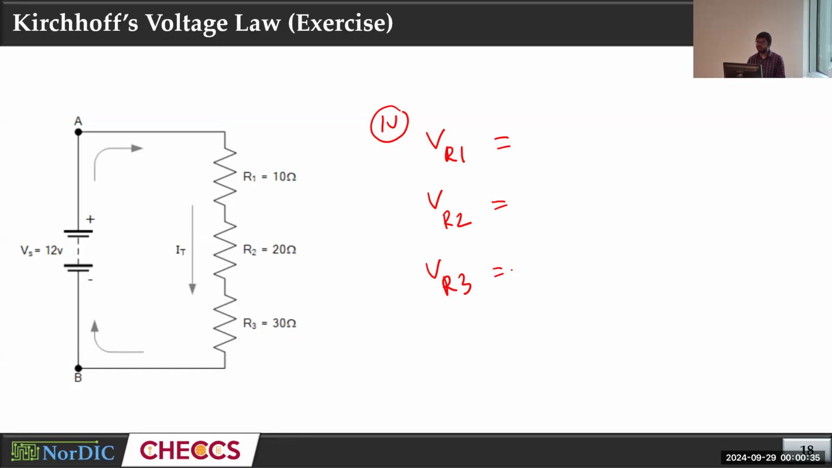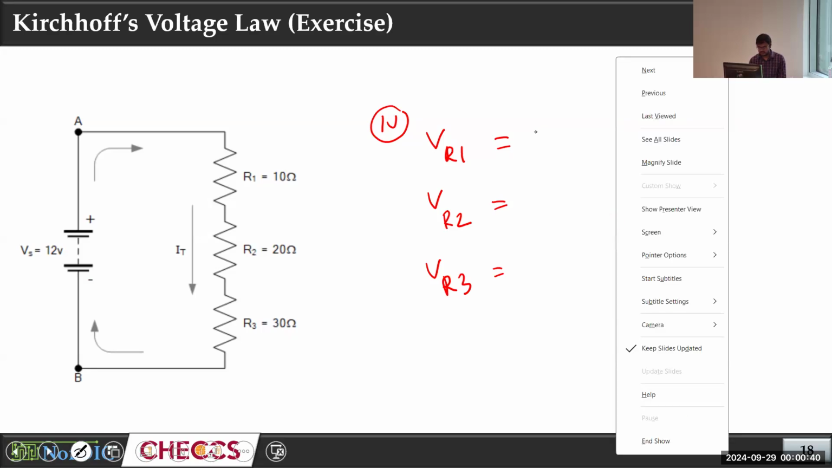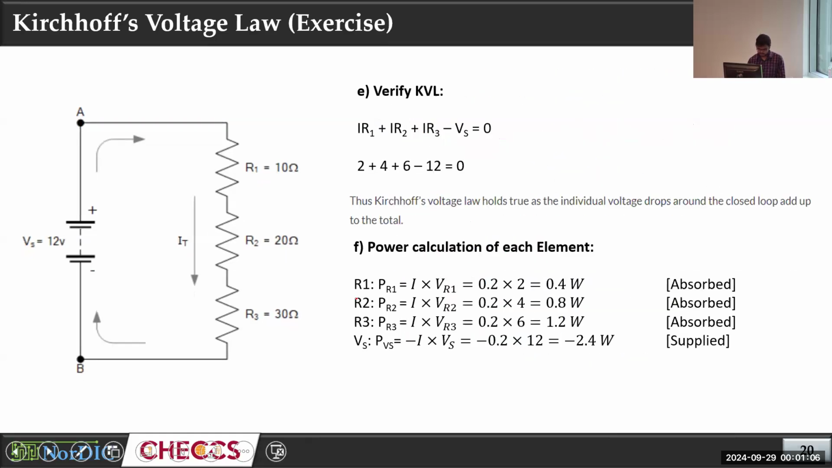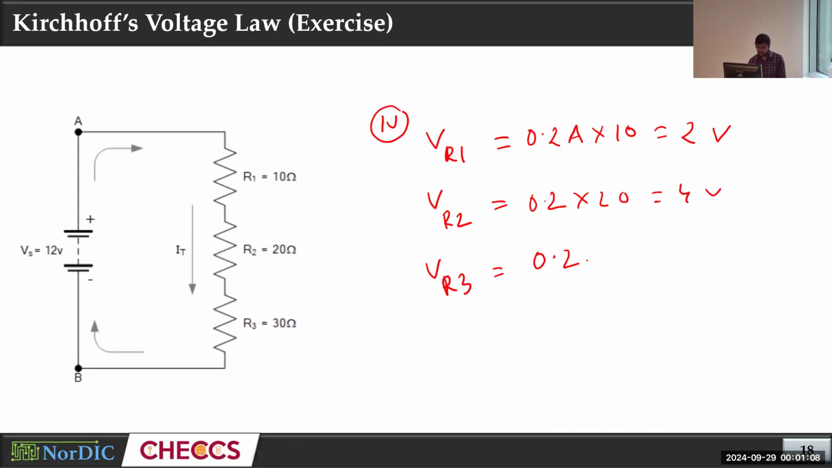So the formula is V equal to IR, right? So for VR1, the same current will flow, that is 0.2 ampere times the resistor 10, right? This must be simpler compared to the previous examples. So similarly, what should be the voltage drop across R2? 0.2 times 20. 4 volt. Similarly, it should be 0.2 times 30. 6 volt, right?